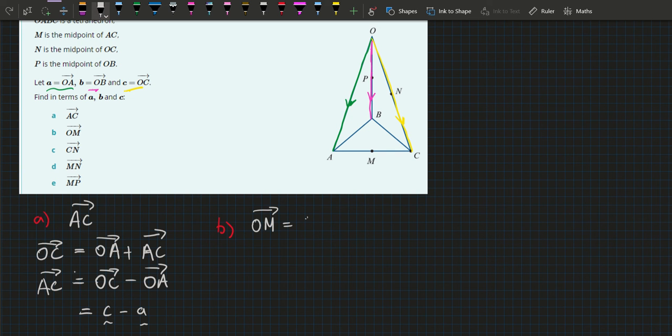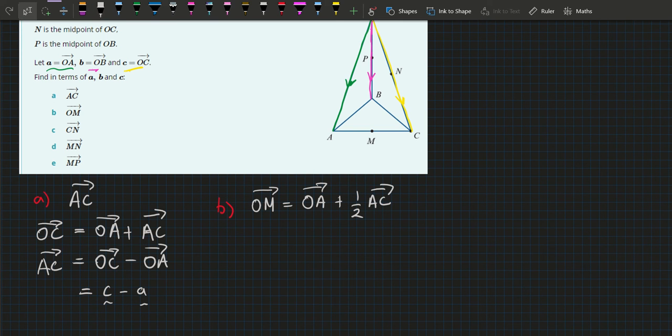So it's equal to O to A plus a half of A to C. So obviously that's why they gave us the questions in this order, because we've already worked out A to C, but O to A, sorry, is a. And we're going to get a half of, let's put in brackets, don't forget it's distributive, of c minus a.